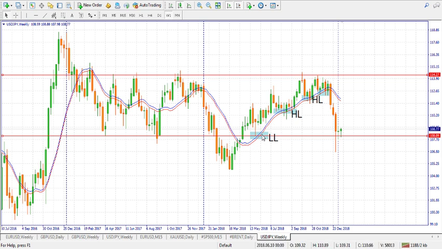There's a level here, a support. Price goes up, a support. It goes up, a support. It goes up, a support.